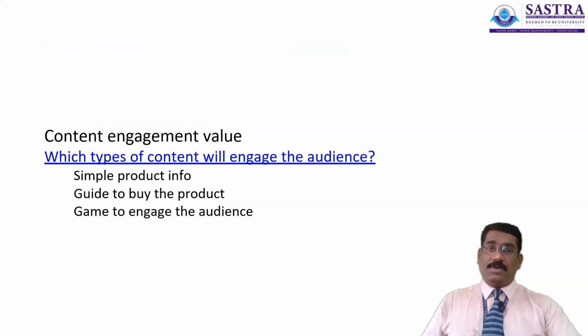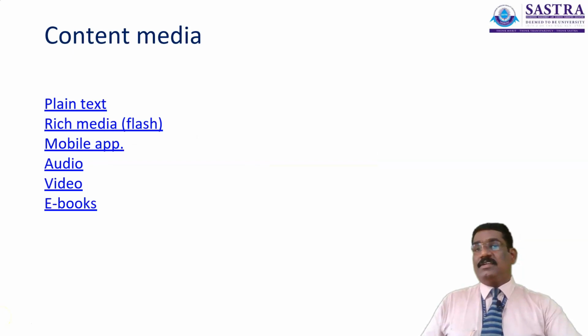So, what is content engagement value? Which type of content will engage the audience? That you have to analyze. You have to provide simple product information. You need to guide the consumers to buy the product, and you also post some games to engage the audience so that it keeps them interested and gives them excitement. And when you look at designing the content media, make sure you come out with plain text and rich media flash. And also you use mobile applications, audio, video files, and e-books embedded in your content.